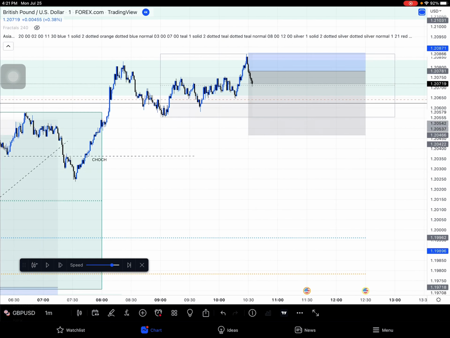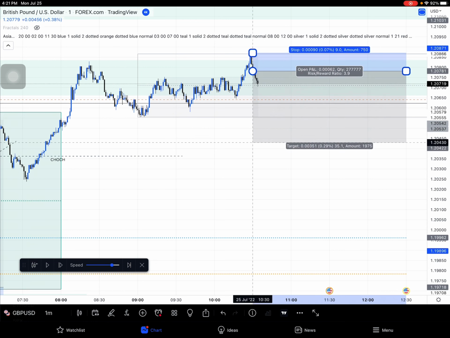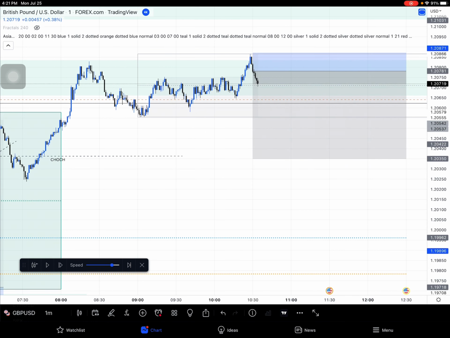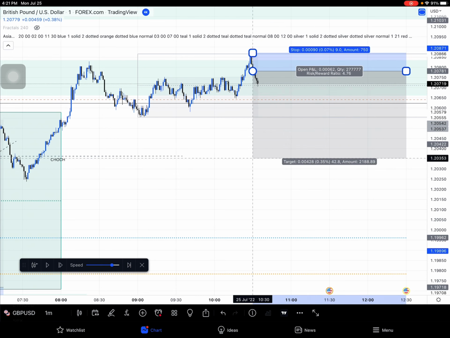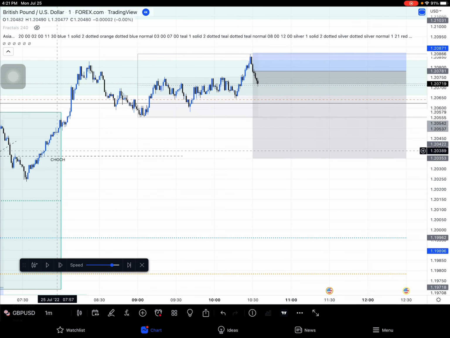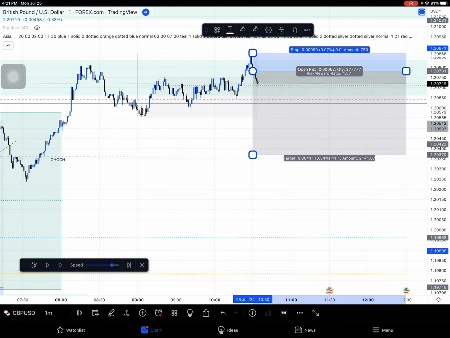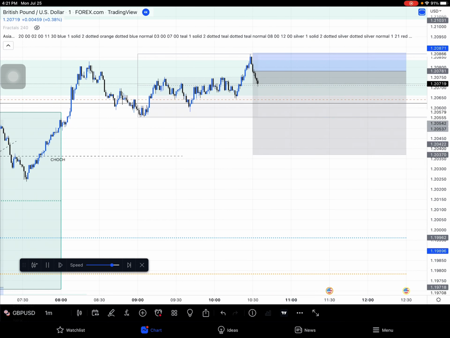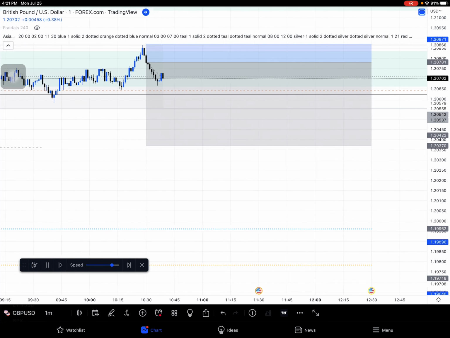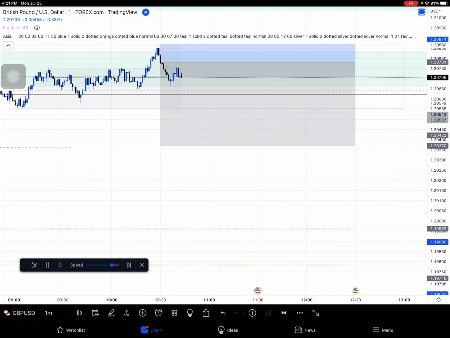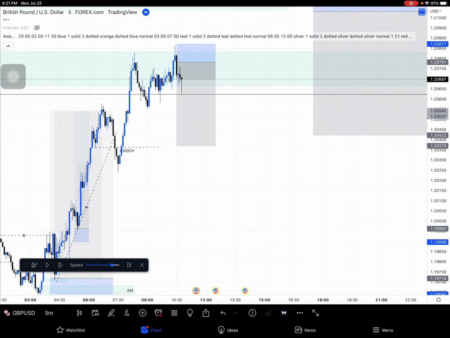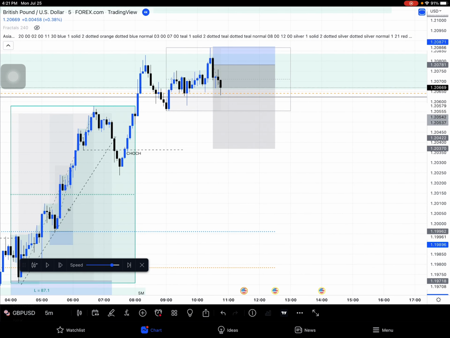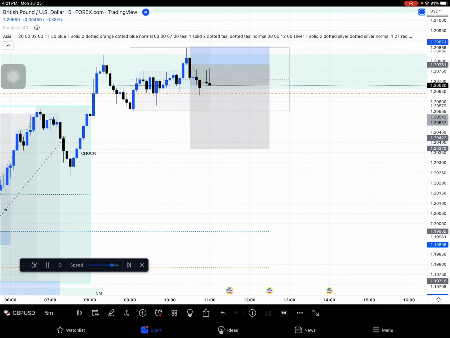Let me go to the 1 minute real quick. I will target till this point, yeah, because of what I'm seeing here. According to this, I will put my target. I think it's enough for me. I will be happy. Let's see what happens. Instead of 1 minute, let's go to the 5-minute real quick. All right, let's play the trade.